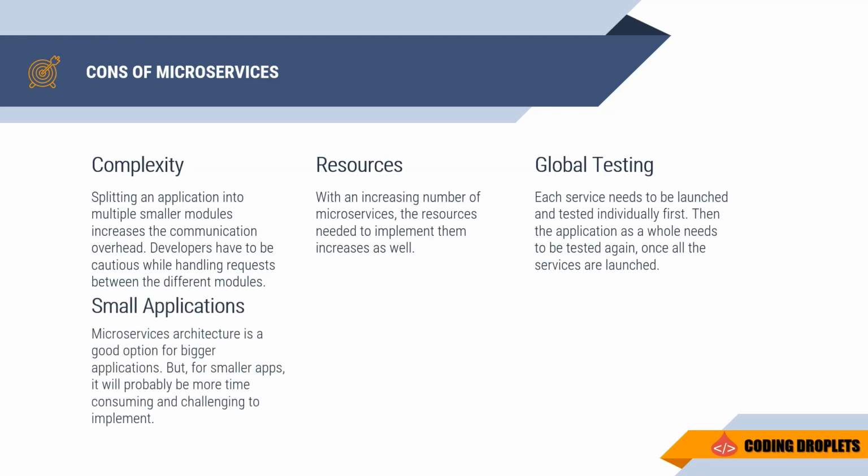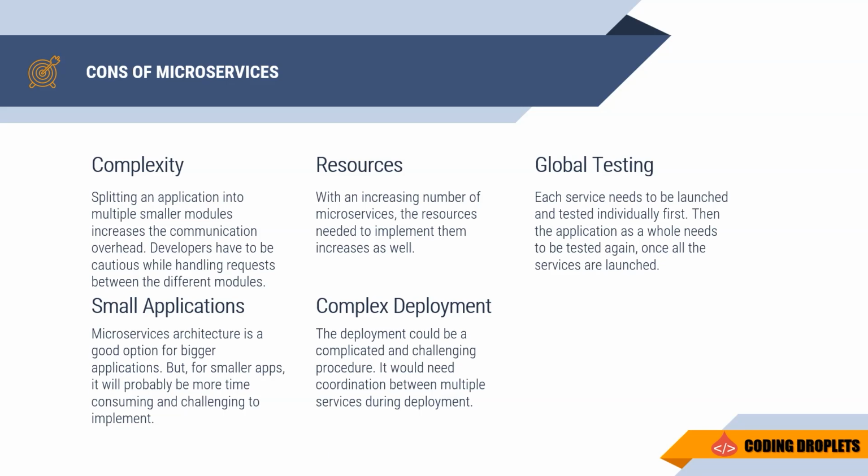Microservice architecture is a good option for bigger applications, but for smaller apps, it will probably be more time-consuming and challenging to implement. The deployment could be a complicated and challenging procedure. It would need coordination between multiple services during deployment.